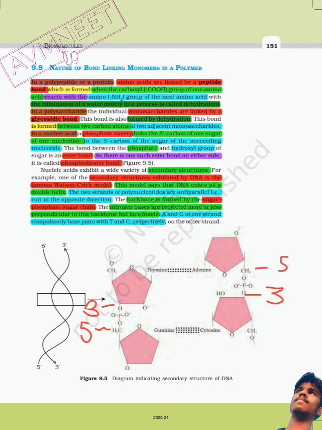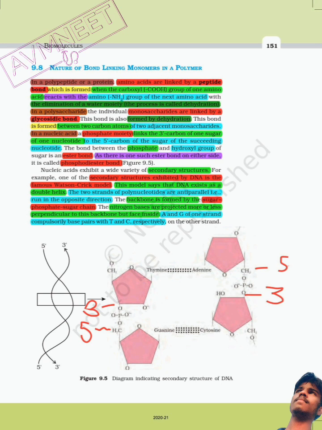9.8 Nature of bond linking monomers in a polymer. In a polypeptide or a protein, amino acids are linked by a peptide bond, which is formed when the carboxyl group of one amino acid reacts with the amino group of the next amino acid with the elimination of a water moiety. In bracket, the process is called dehydration. In a polysaccharide, the individual monosaccharides are linked by a glycosidic bond. This bond is also formed by dehydration. This bond is formed between 2 carbon atoms of 2 adjacent monosaccharides.